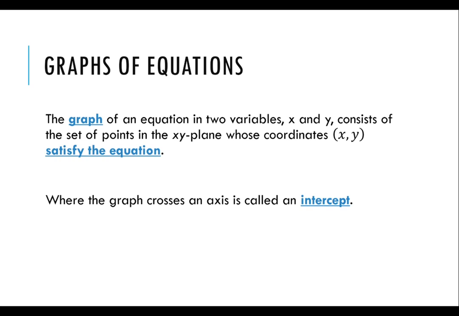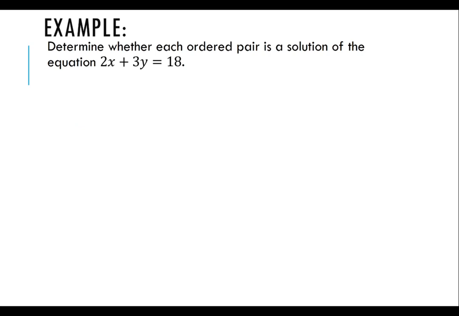That is, if it crosses the x-axis, we will call it an x-intercept. If it crosses the y-axis, we will call it a y-intercept. We're going to determine whether each ordered pair is a solution of the equation. So I have these two ordered pairs. If we want to know if it's a solution of the equation, what can we do? Well, remember that this is just some x value and y value, and we want to make sure that they make this equation true. And so we're just going to plug things in and check and see what we get.